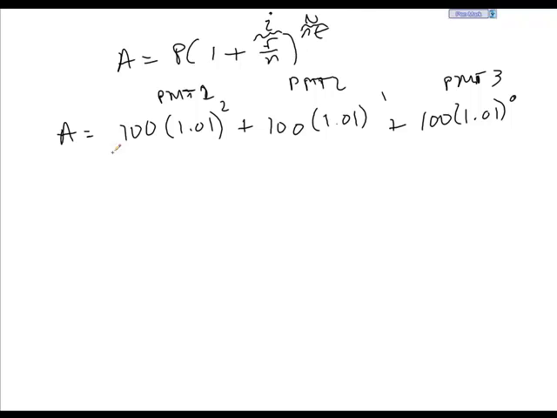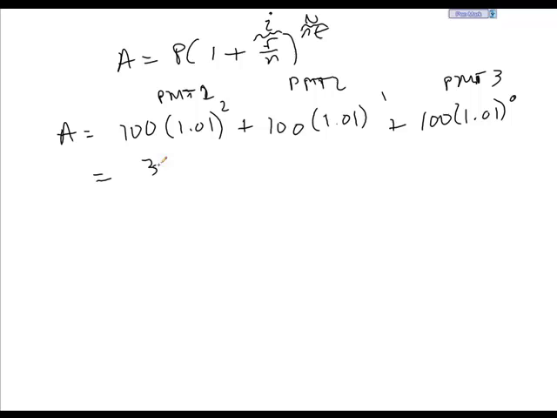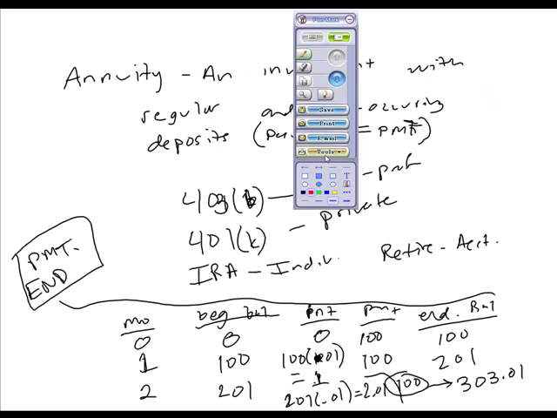So now what we see is that we have basically this descending order of powers, and there's a very straightforward pattern here. If we actually calculate this, we come over to our calculator and type in 100 times 1.01 squared plus 100 times 1.01 first plus 100. Lo and behold, we get 303.01, which is exactly what we got by doing it the table way. So it doesn't matter whether we treat the payments as separate or as one, we still get the same answer.